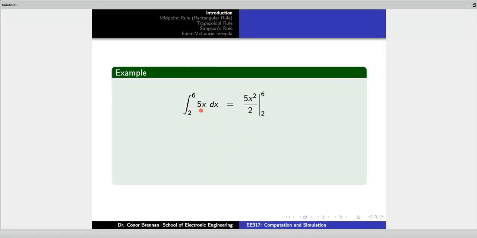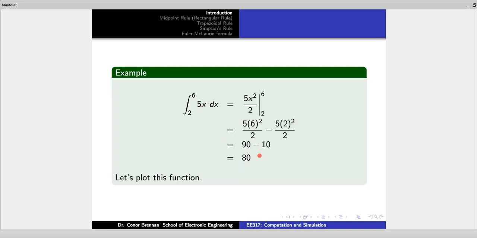You can do an example. Let's integrate 5x between 2 and 6. So this is a simple linear function. We're going to integrate it between 2 and 6. So what do we get? We get 5x squared over 2, evaluated at 6, evaluated at 2, and get the difference. And that works out as 5 times 36 over 2 minus 5 times 4 over 2, which is 90 minus 10, which is 80.